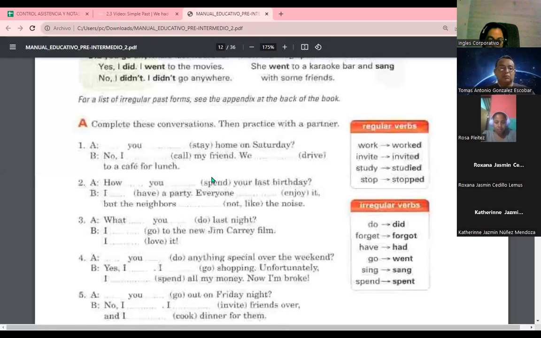Okay, well, we have to complete the conversation and then practice with a partner. Okay, well, we have to do this and this one. Did you what? Stay.